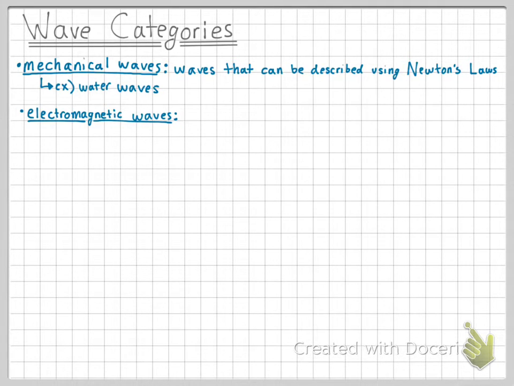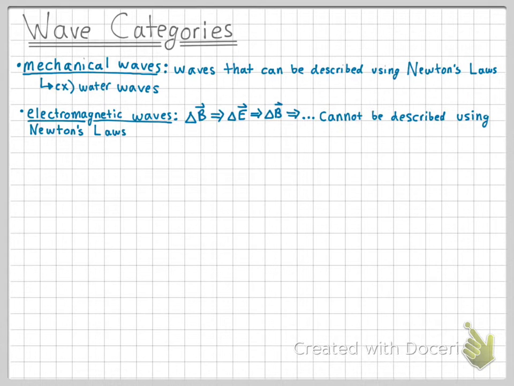So second, there are electromagnetic waves, which we covered at the end of our magnetism unit. Electromagnetic waves cannot be described using Newton's laws.